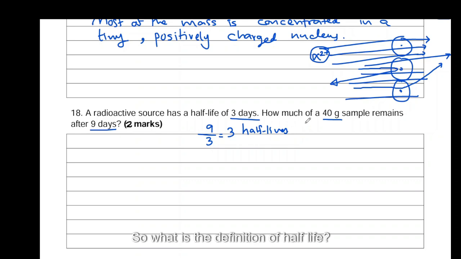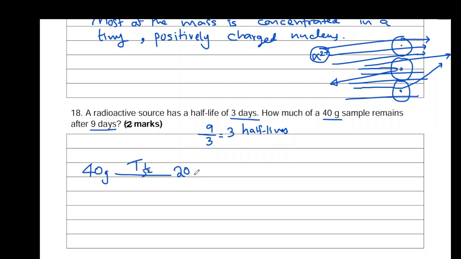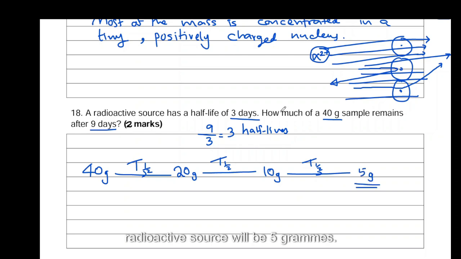So, what's the definition of half-life? The average time it takes for the number of nuclei to halve, or activity to halve. Now, we have 40 grams of this radioisotope. In one half-life, this is the symbol for half-life, it becomes 20 grams. Give it another half-life, that's 6 days now, that will be 10 grams. In another half-life, it will be 5 grams. So the remaining mass of that particular radioactive source will be 5 grams.